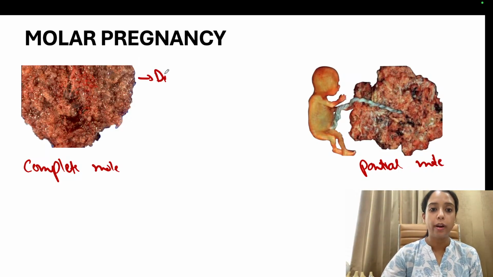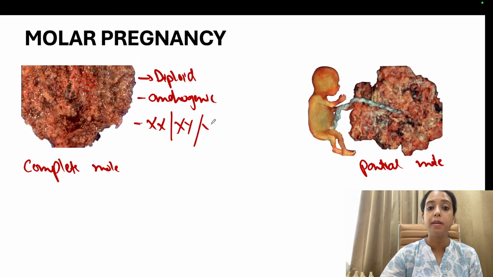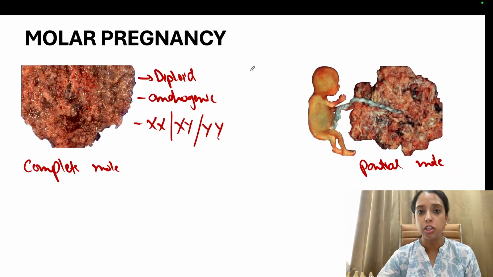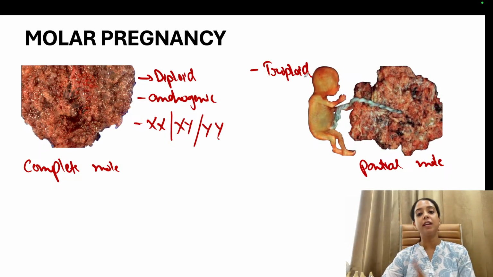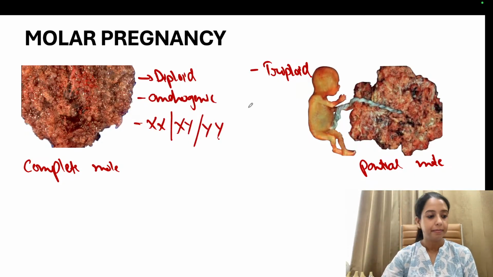Complete mole is diploid, but it is androgenic, meaning all the chromosomes are coming from the father. It can be XX, it can be XY, it can also be YY. Okay, it is diploid and androgenic. Partial mole is triploid. The chromosomes are coming from father and mother both, but it is triploid. Okay?